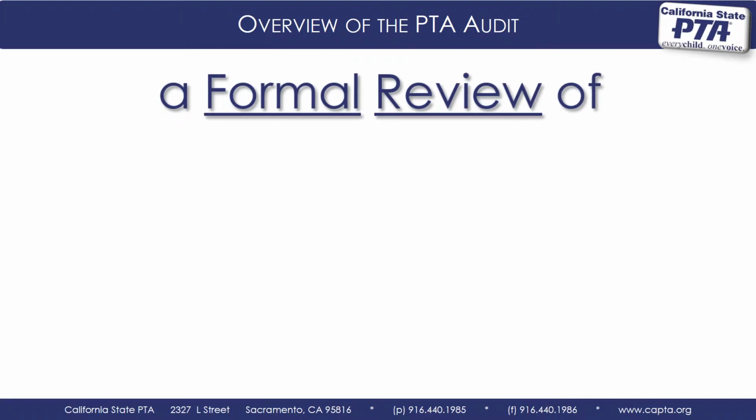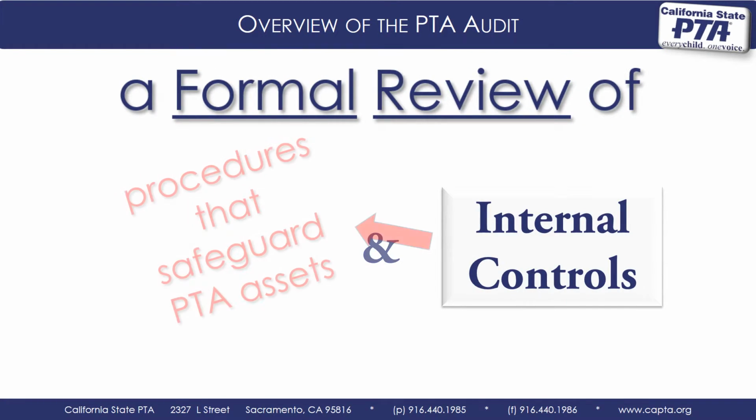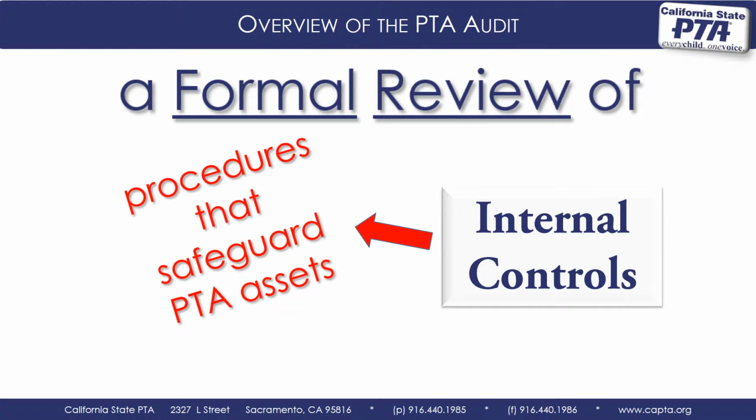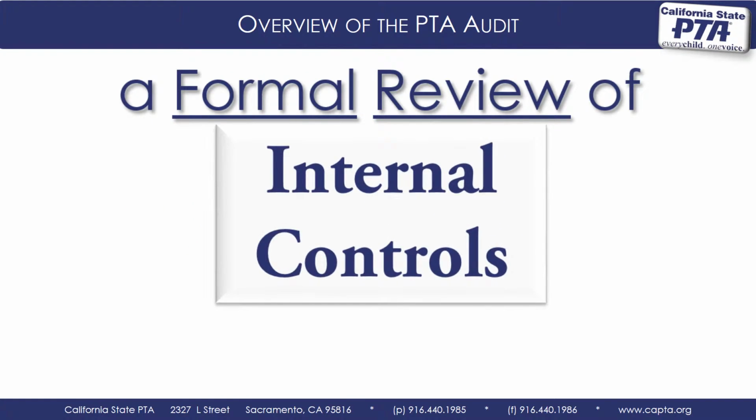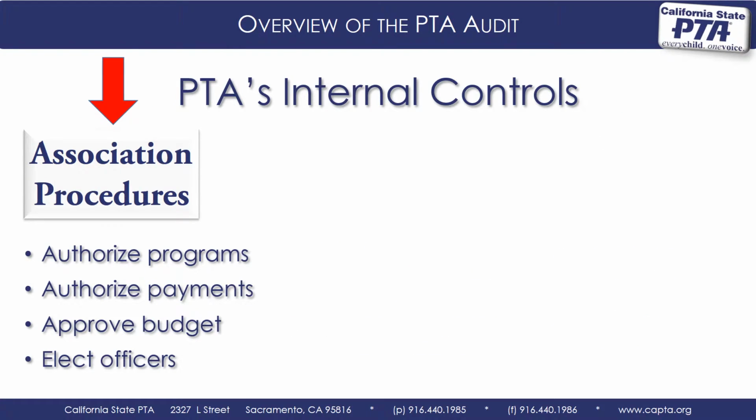A PTA audit is a formal review of PTA's financial records and its internal controls. Internal controls are an organization's rules and procedures that safeguard its assets. PTA internal controls pertain to the association, the executive board, and to individual officers. The executive board and auditor should be familiar with PTA internal controls that pertain to association members.